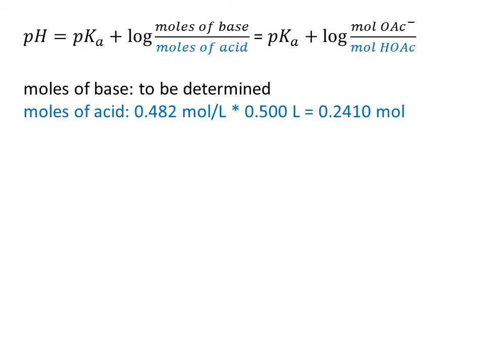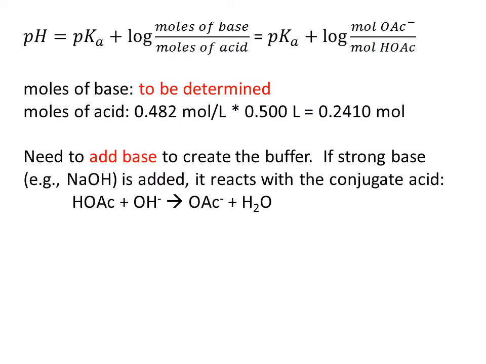We calculate the moles of acid based on what was given us in the problem. 0.482 molar acetic acid times 0.5 liters is equal to 0.2410 moles of acetic acid. Because we already have weak acid present, we need to add base to create this buffer.